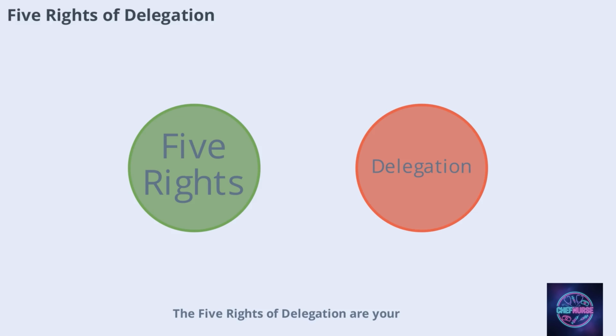The 5 rights of delegation are your guide to safe and effective task assignment. They include the right task, right circumstance, right person, right direction/communication, and right supervision/evaluation. Always ensure you're assigning tasks that match the staff's skills and the patient's needs. This framework helps prevent errors and ensures quality care, both on the NCLEX and in real practice.